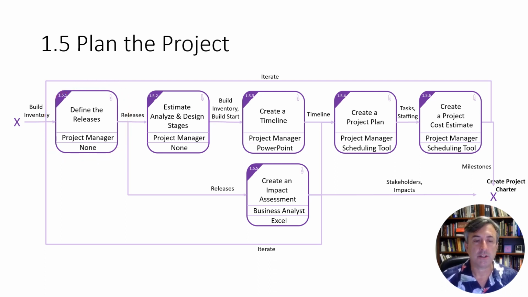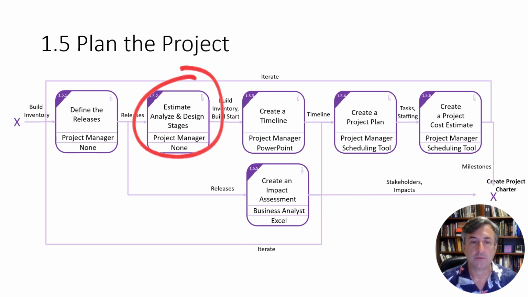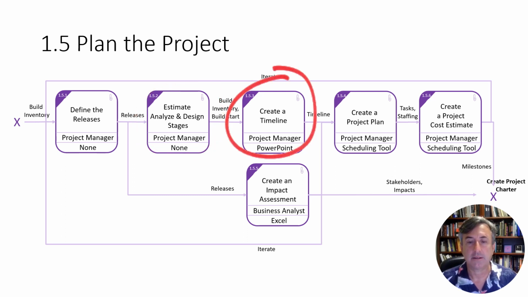All right, so you have the releases, and now the next thing you're going to do is say, for that first release, how long is it going to take to get through the analysis and design stages, right? You're going to get an estimate of that. And so you end up with your build inventory for when you're going to actually start build, because you start build at the end of the design. And then you're going to create a high-level timeline, right?